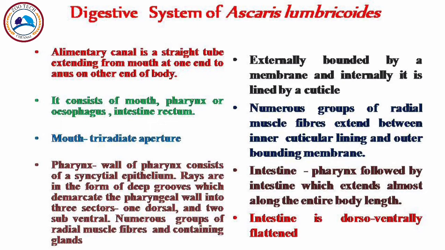Now we'll talk about the intestine. The pharynx is followed by the intestine, which extends almost along the entire body length. The intestine is also dorsoventrally flattened. At the junction of the pharynx and the intestine, there is a small valve which stops the food from going back into the pharynx. The intestine consists of a single layer of columnar cells lined externally by the basement membrane and a thin layer of cuticle.